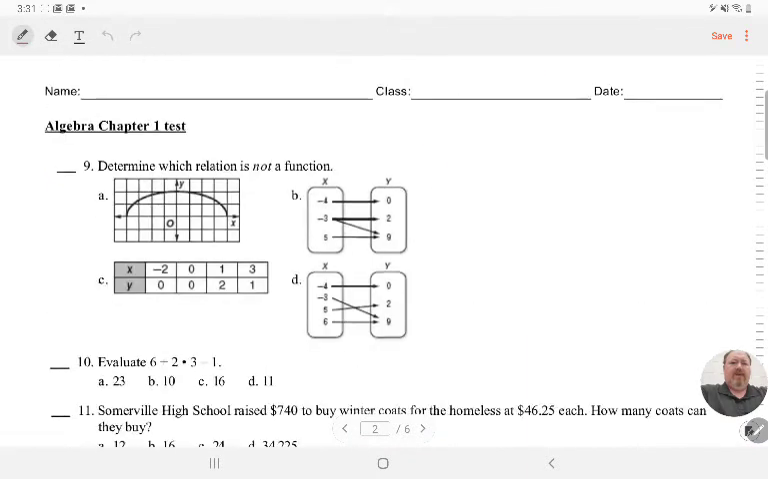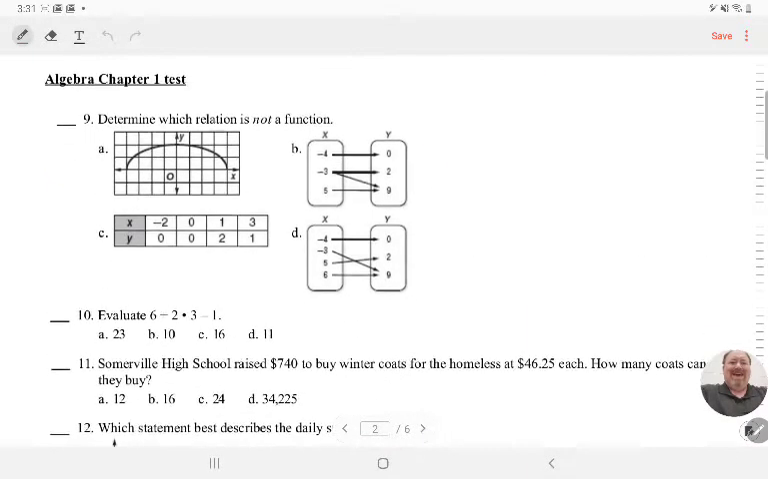All right, let's see what we got. Number 9, determine which relation is not a function. If we did our vertical line test on A, it would pass as a function. On C, we have only one x on each one, so they go from one domain to one range, so that would be a function. Number D, each one of the x's goes to one y, so that would be a function. But right here on B, -3, one domain is going to two ranges, which cannot happen, so B is not a function.